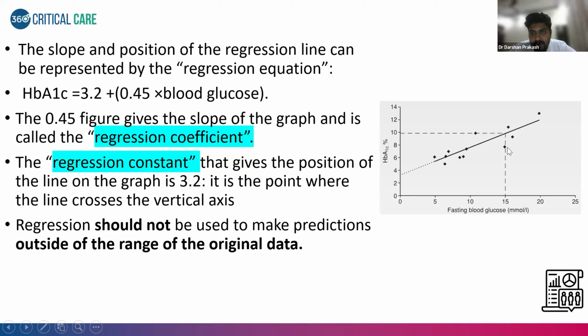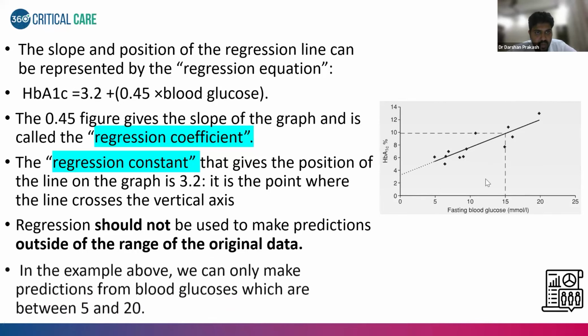Here, any patient with a fasting blood glucose less than 5 or more than 20 cannot be used. That is one of the limitations that we need to understand in regression analysis. Hope I'm clear till here.